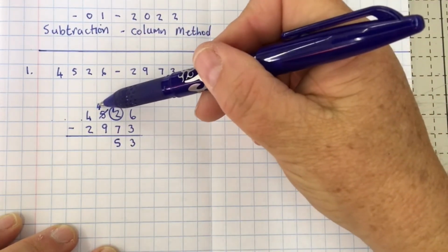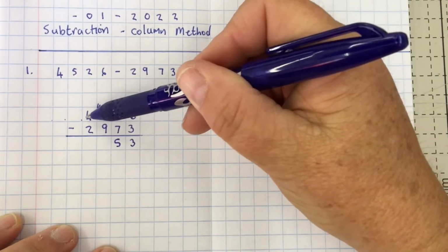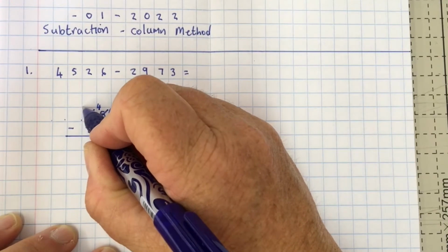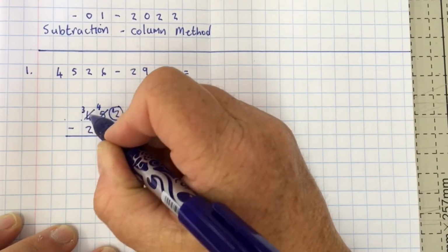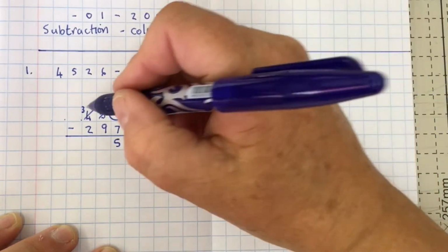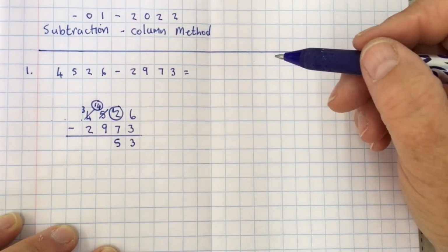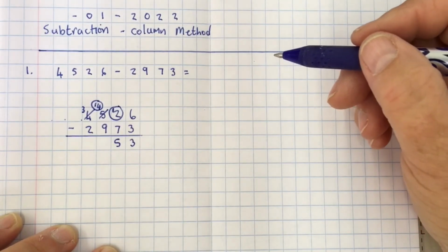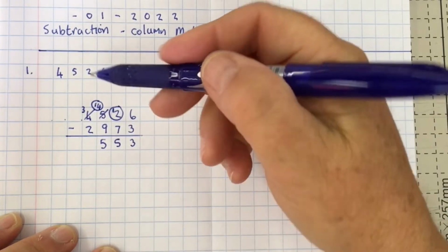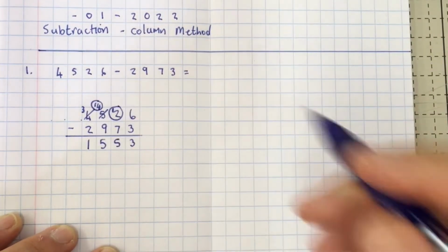Now I've got 4. You can't give away 9 if you've only got 4. So you have to go to your neighbor. So your neighbor is very kind and understanding, and he gives you 1. So the 4 becomes a 3. And the 1 that you take off goes next to the 4 on the side. And this here you see as 14. And 14 minus 9 is 5. And 3 minus 2 is 1.